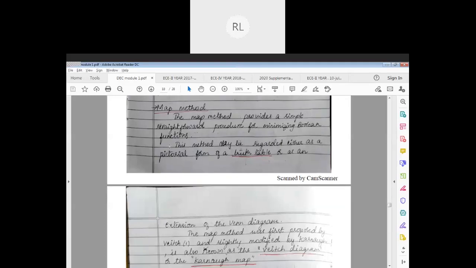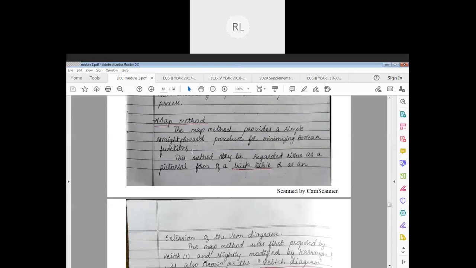So Venn diagrams we're not going to use. Truth table also we're not going to use. We will use something called the map method. Now this is important. Map method provides a simple straightforward procedure for minimizing Boolean functions. Why are we using this? Can you please note down these 3 lines? Put the heading as map method and take down these lines. Map method provides a simple straightforward process for minimizing Boolean functions. Very important, please note down.